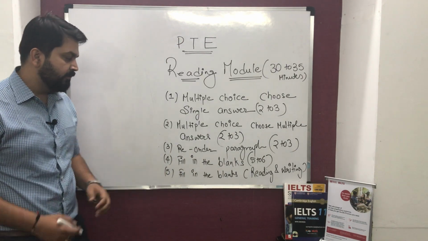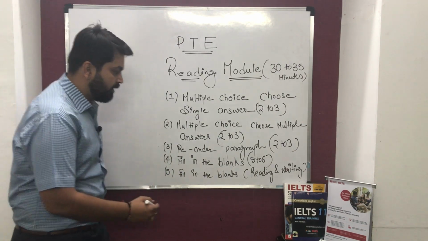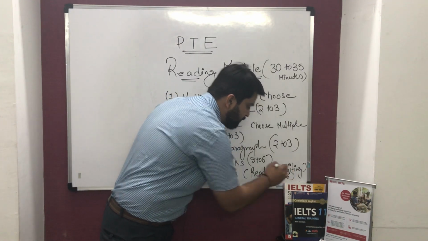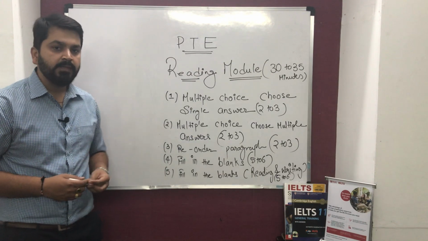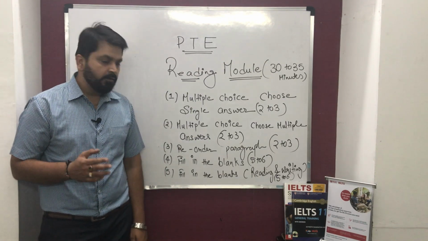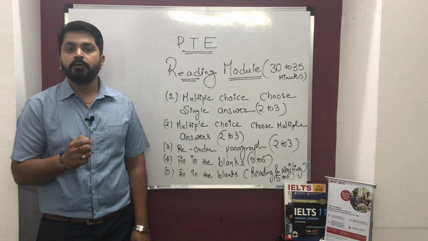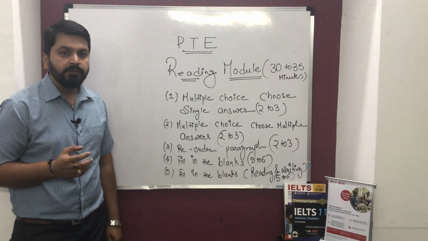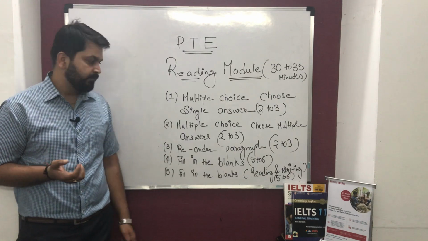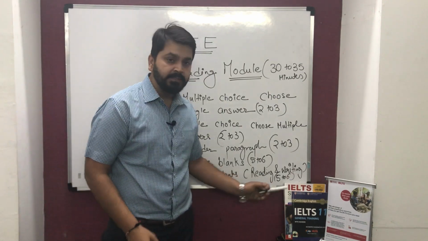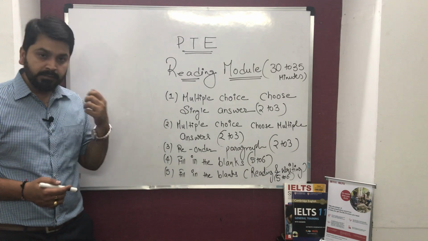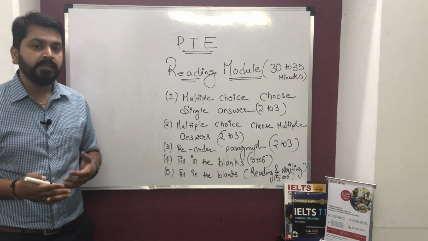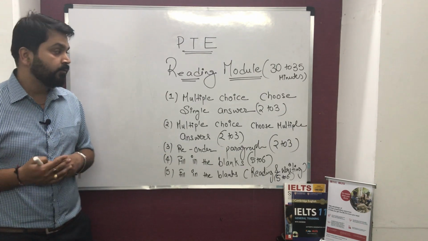And the last is filling the blanks, reading and writing. There are also 5 to 6 question types like this. In this, for every blank there will be 4 options. You have to choose the correct option out of 4. It mostly checks our grammar skills. That is why it involves reading and writing. So if you have chosen the correct answer in this, some part of the score goes to writing as well. So it helps in the writing module as well.